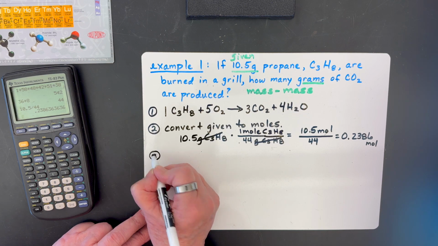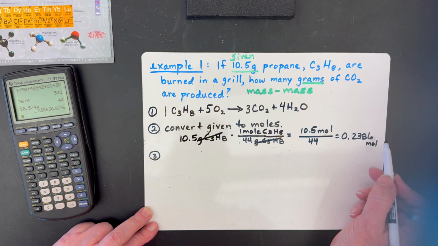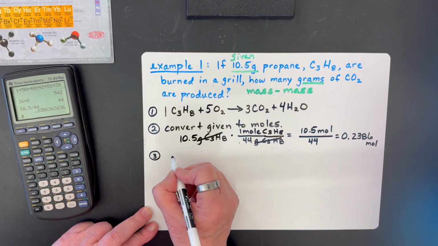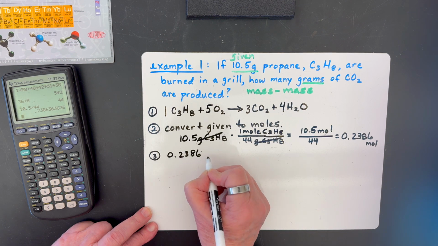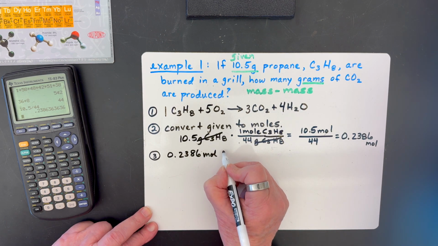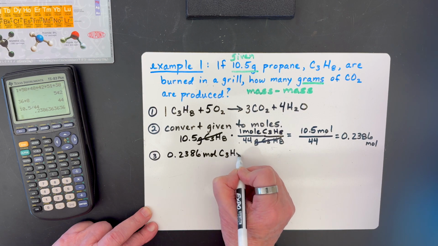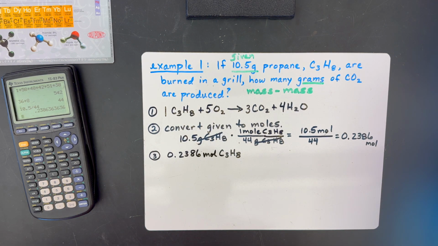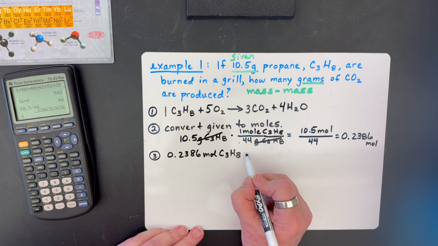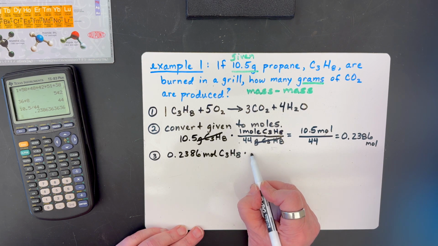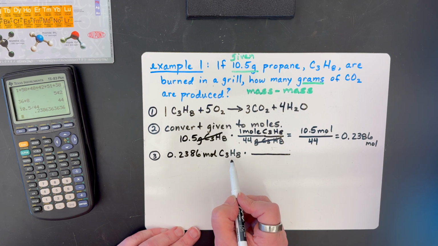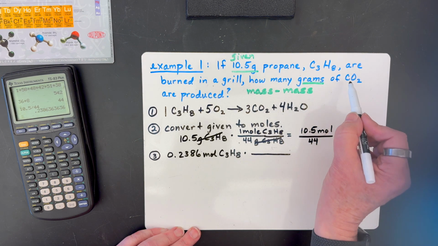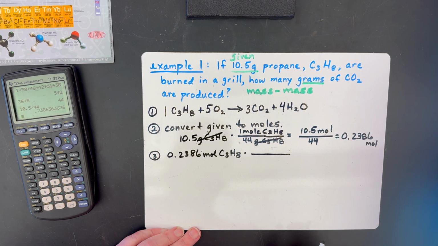For our next step, we're starting with what we have at the end of step 2. So we have 0.2386 moles of C3H8. It's important to keep your labels on these because it's easy to get confused if you don't. We need a conversion factor here. This is our mole ratio step, and we're going to convert from moles of what we were given, propane, to moles of what we were asked for, carbon dioxide.